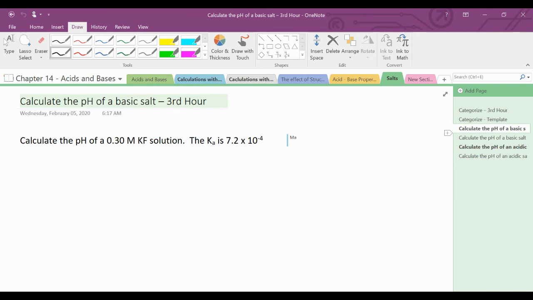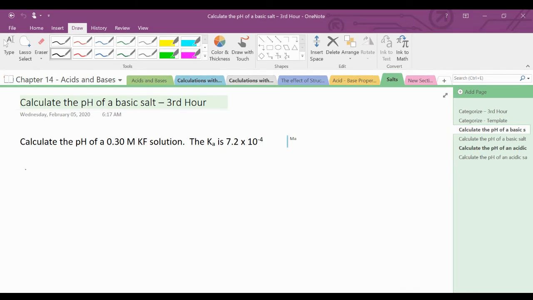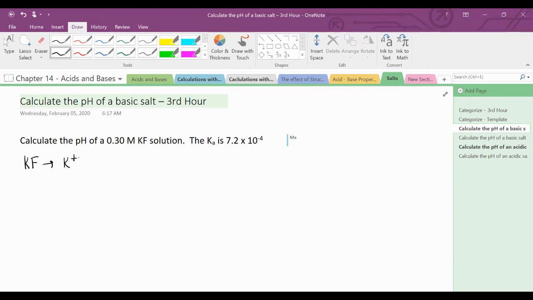Okay. So the first problem is, now I'm not in the problem going to tell you it's acidic or basic. You're going to have to figure that out on your own. So we'll have that discussion first, but this is where we're going to calculate the pH of a basic salt. So I tell you the salt is KF. So again, it's just like classifying. You want to write your dissociation equation.